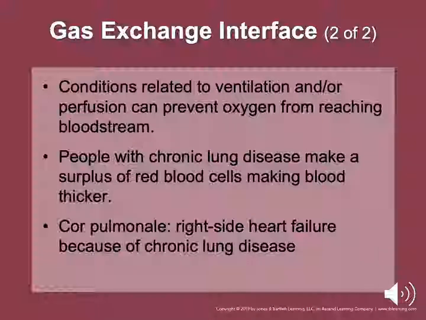Gas exchange interface conditions related to ventilation and perfusion can prevent oxygen from reaching the bloodstream. Pulmonary capillaries are narrow and normally allow red blood cells to pass through only in single file. People with chronic lung disease make a surplus of red blood cells, making blood thicker. So in some chronic lung diseases, chronic hypoxia generates that surplus of red blood cells over time.